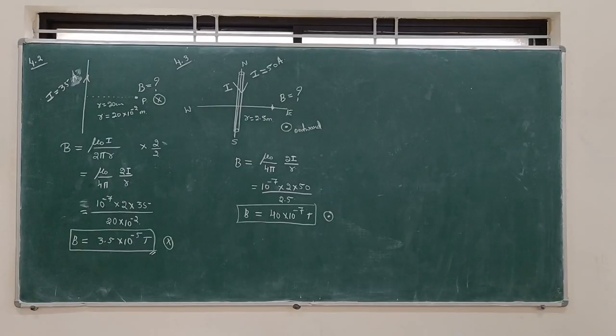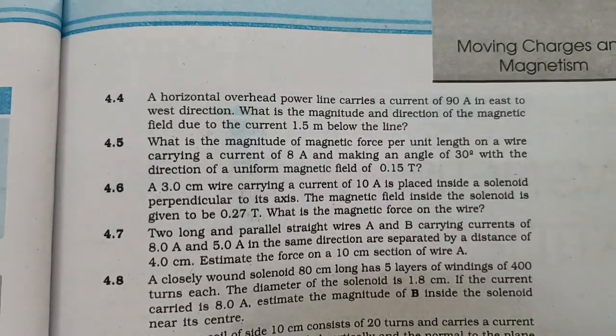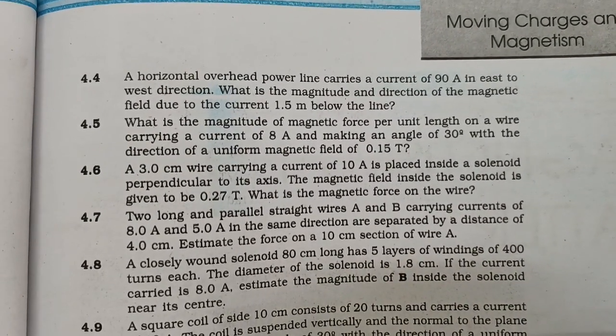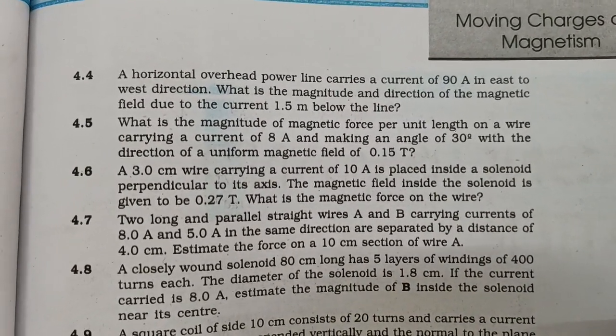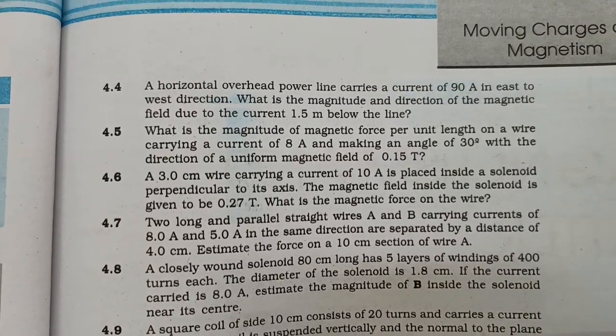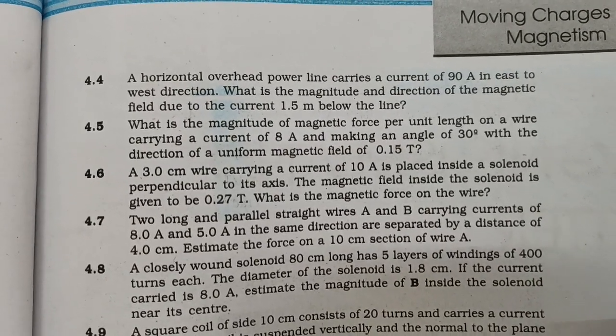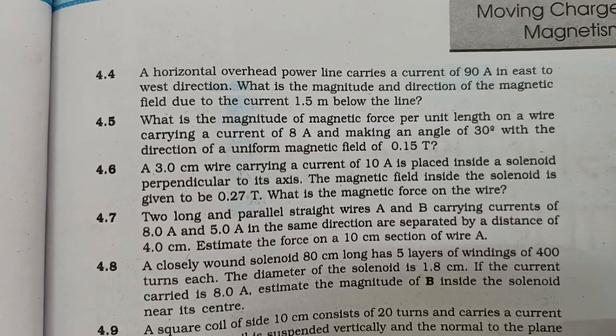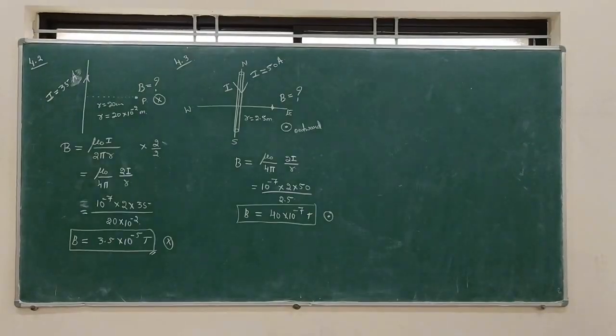4.4. The problem is a horizontal overhead power line carries a current of 19 ampere in east to west direction. What is the magnitude and direction of magnetic field due to current 1.5 meter below the line?